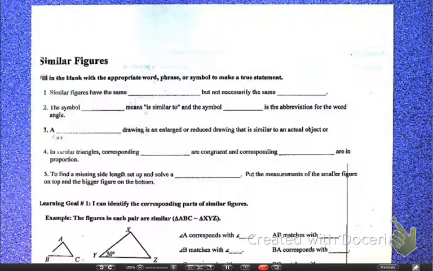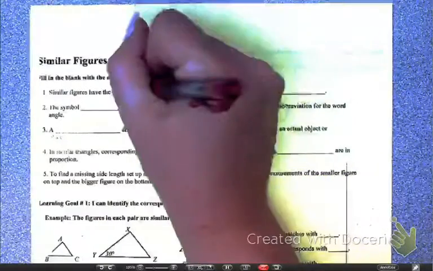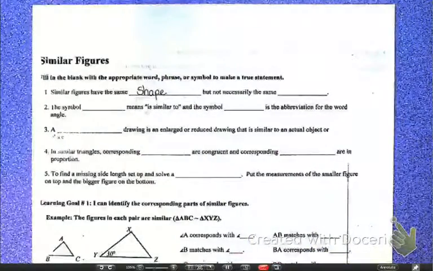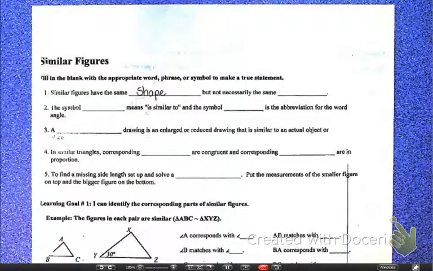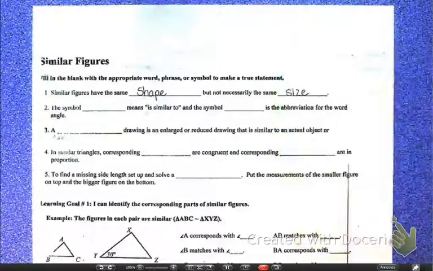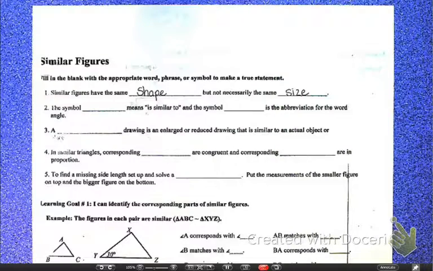So figures are similar if they have the same shape. So obviously we're going to compare triangles to triangles and squares to squares, right? That makes the shape the same, but not necessarily the same size. So their size can be different, but the shape has to be the same for us to be able to compare.